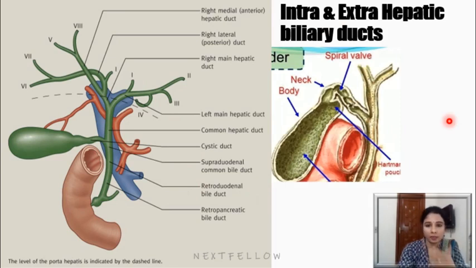So that is about the bile duct. This is the extrahepatic part, which is below the inferior border of the liver. What is within the liver is considered the intrahepatic biliary ducts.